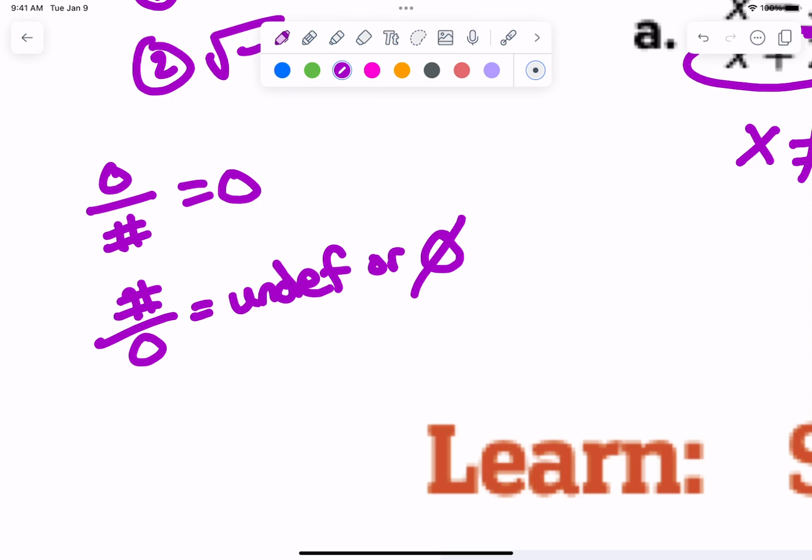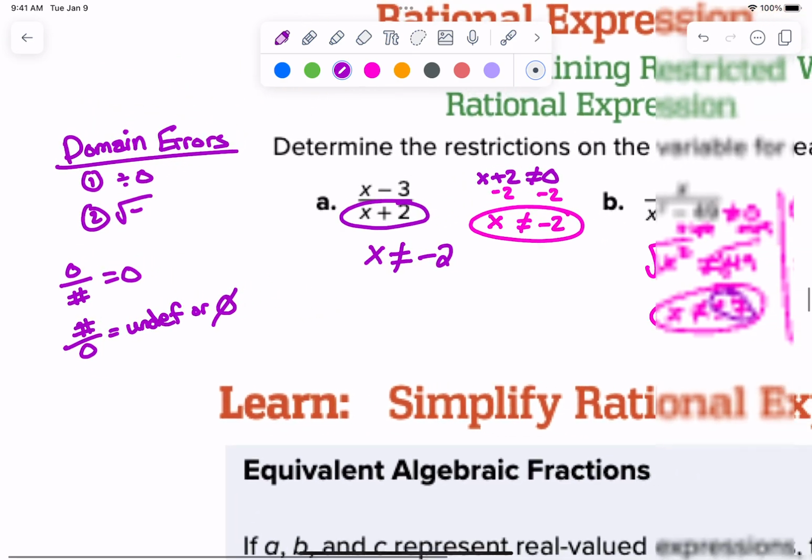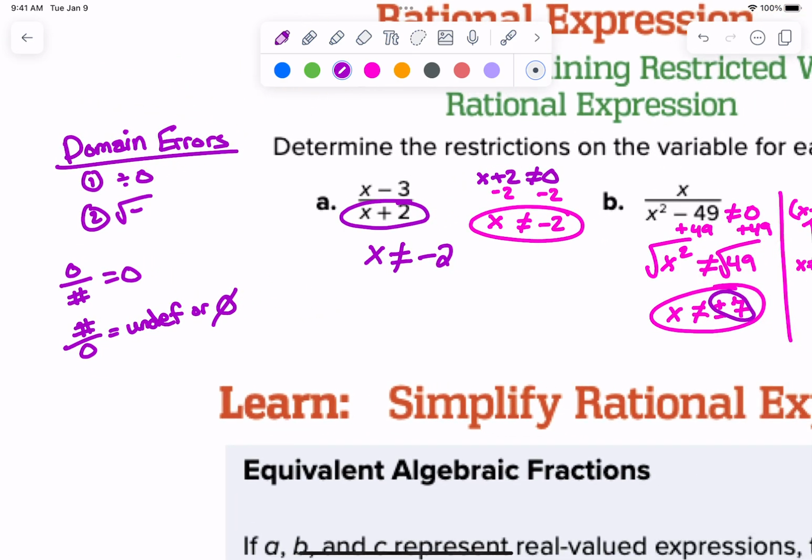0 divided by 0 is called the indeterminate form, and that's like what we did with limits. You won't see very much of that happen in Trig. But it's kind of like undefined also. It's just a different version of undefined. You have to use undefined, you can't use DNE for these. Okay.